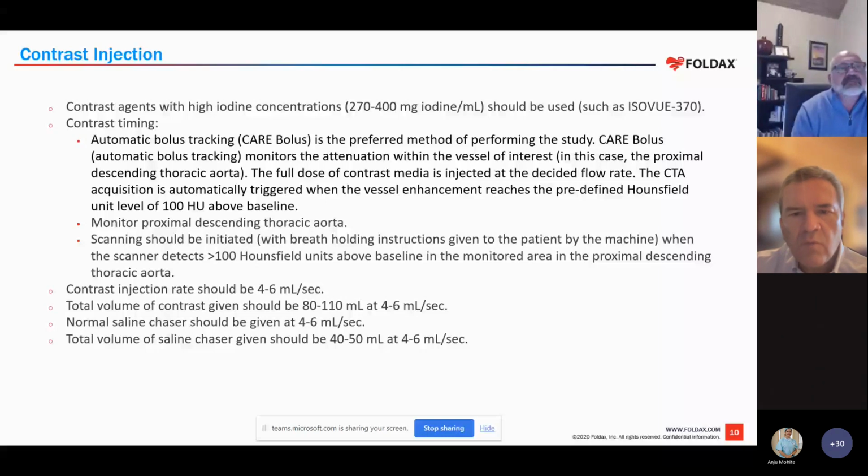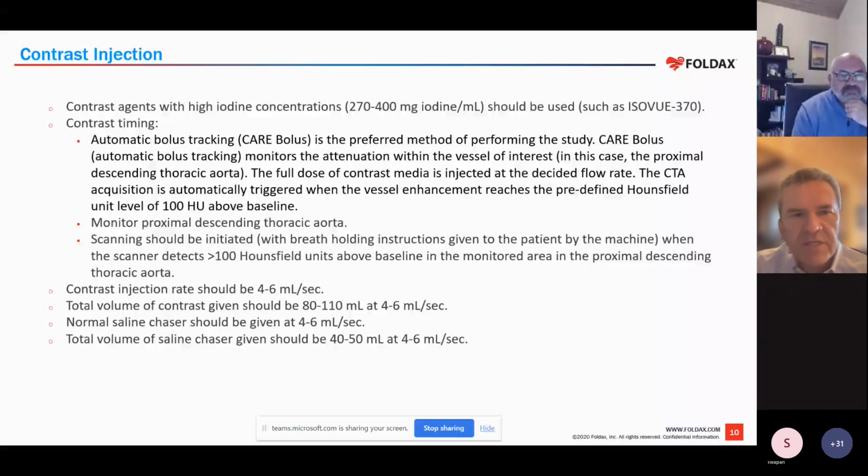And with that study, we follow an area of interest, in this case in the proximal descending thoracic aorta, and then the full dose of contrast media is injected. And then when that area reaches detection limits, in this case 100 Hounsfield units above baseline, the scan is triggered and starts. And then in terms of monitoring location for this, we monitor the proximal descending thoracic aorta. And the scanning is initiated, of course, with breath holding instructions that's usually given by the machine when the machine detects opacification greater than 100 Hounsfield units above baseline in this area that you're monitoring.